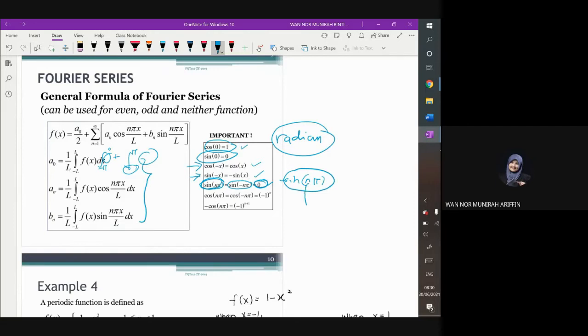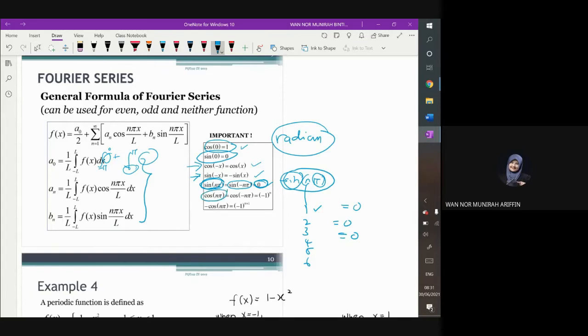So you can substitute n with integers: 1, 2, 3, 4, 5, 6. Make sure your calculator is in radian mode. Punch your calculator: when n equals 1, you have sine pi, the answer is 0. Sine 2 pi, the answer is 0. Sine 3 pi, the answer is 0, until whatever number you have here. Your n is an integer.